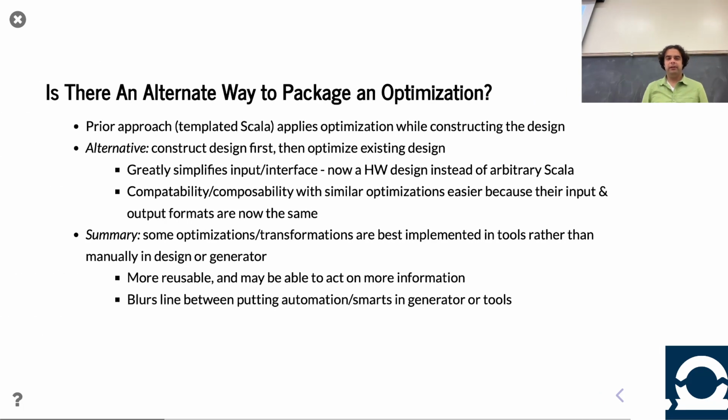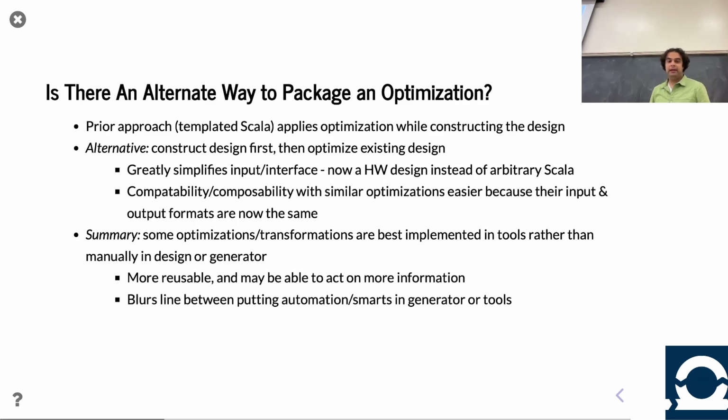So what's the solution? The answer is think about how your optimization fits in. So the approach I just pitched, you have I guess like a templated Scala. You're applying the optimization while you're constructing design, right? An alternative approach would be, what if I construct a design first and then optimize design after it exists? So now all of a sudden, the input output of my optimization before it was somehow interfacing with Scala of a generator, and generators can be arbitrarily complicated. Now all of a sudden, the input output behavior is I take in a hardware design and I spit out a hardware design. So it's a much simpler, much more restricted domain.